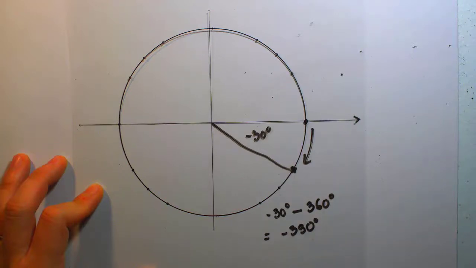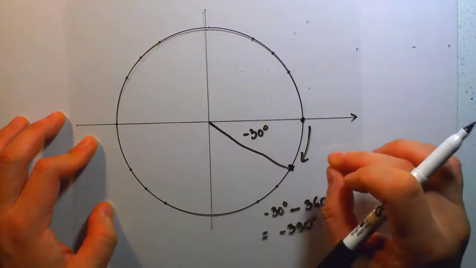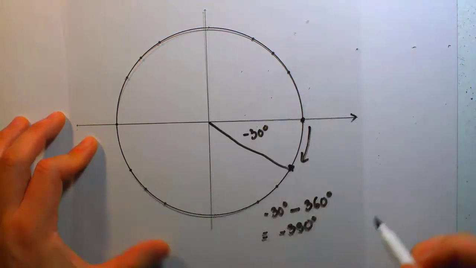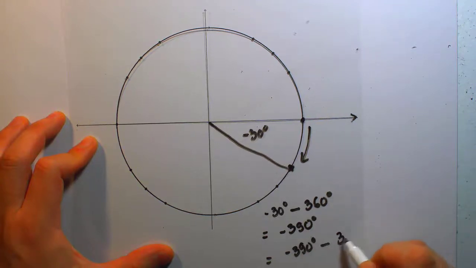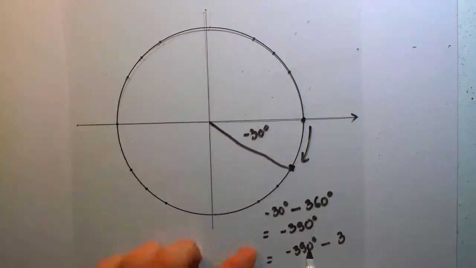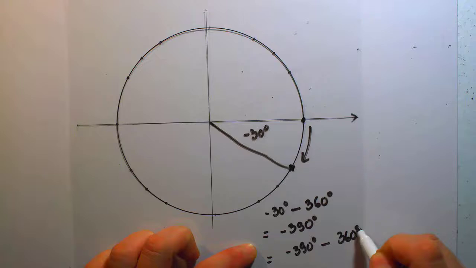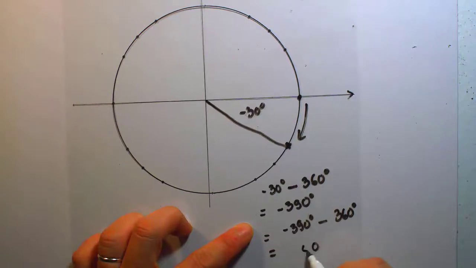Once we start looking at angles more than one complete rotation, from where we have negative 390, we can go another complete cycle again. We can go as many times looping around the cycle as we want. So another negative 360 degrees added on top of that, and that gives me an angle of negative 750.